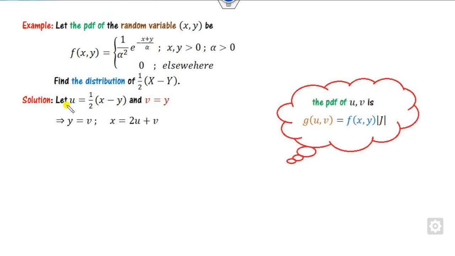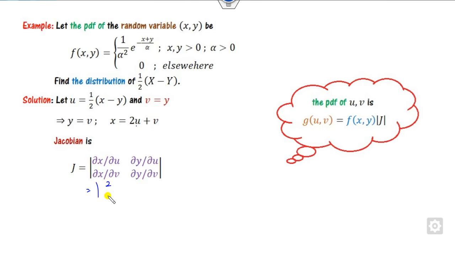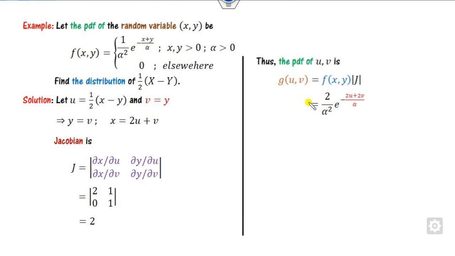That's very simple. You can find the values of x and y from here. You can see y is nothing but my v. You can substitute here and get x. You can find the Jacobian from this. Here you can substitute the partial derivative of x with respect to u, which is 2, with respect to v, which is 1. This is my 0, this is my 1. So the answer is 2 here. You can substitute this value in here. What is the value of f of x, y? It is this. You can substitute the value of x here and y here in this expression, and you will get this. Now that's the joint density function of u and v.